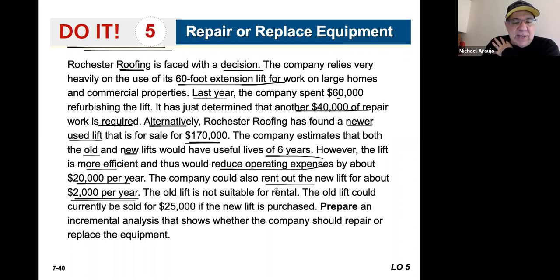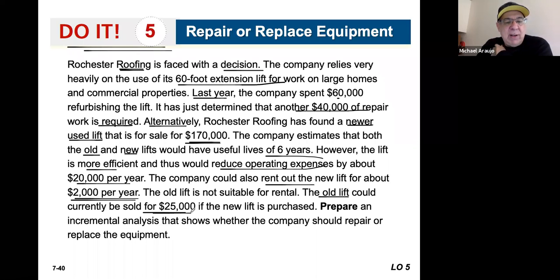The old lift is not suitable for any rental, so you're not getting any additional money by keeping it. The old lift, however, can be sold off for 25 grand if they buy the new lift. So prepare the incremental analysis.